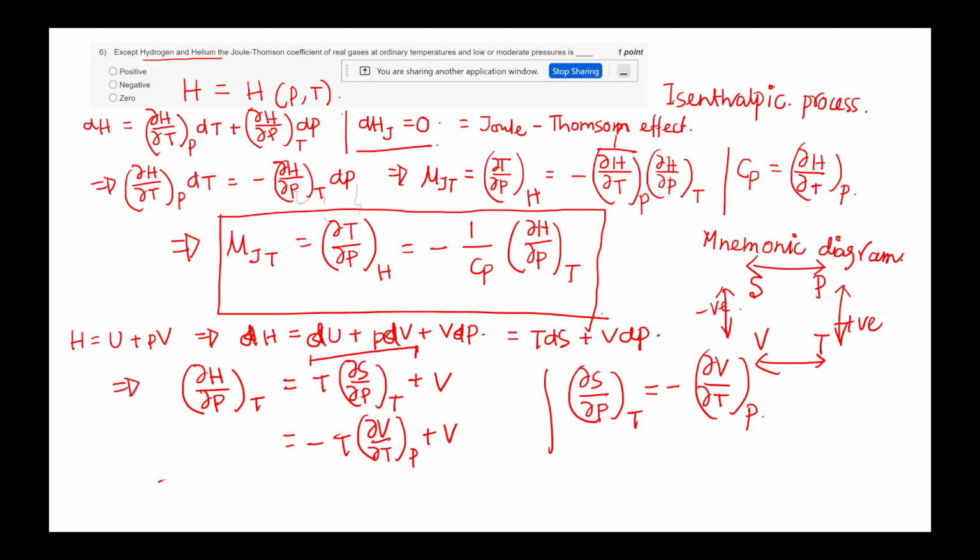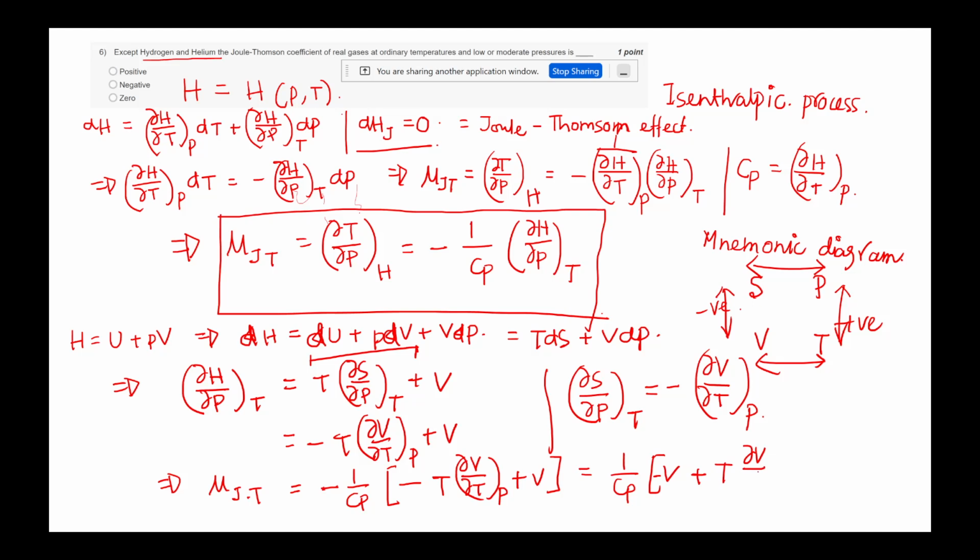Now if we write the expression of mu JT, the Joule-Thomson coefficient, there will be a minus sign: minus 1 by Cp times minus T del V del T at constant P plus V. If you just play around with the sign, it becomes 1 by Cp times T dV del T at constant P minus V. So this is the final expression.